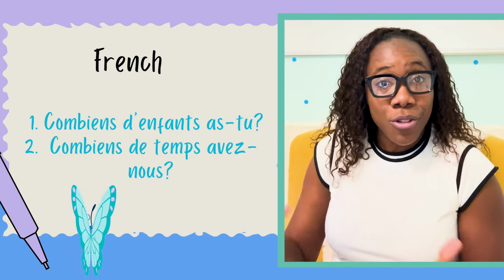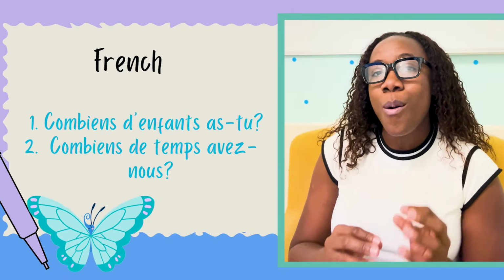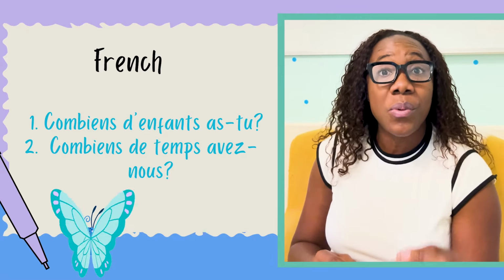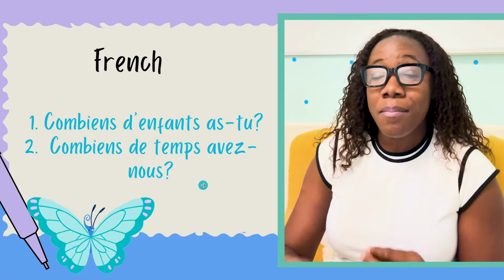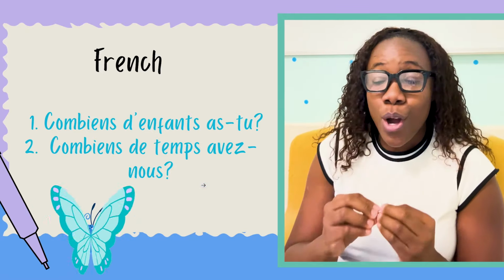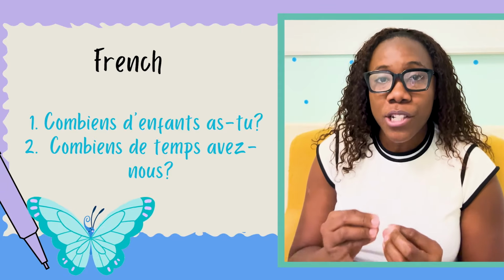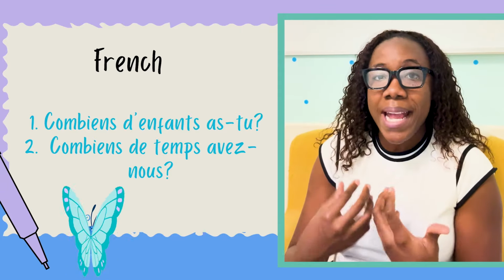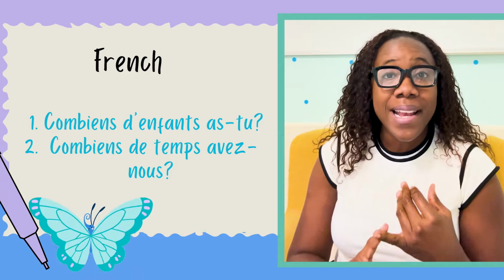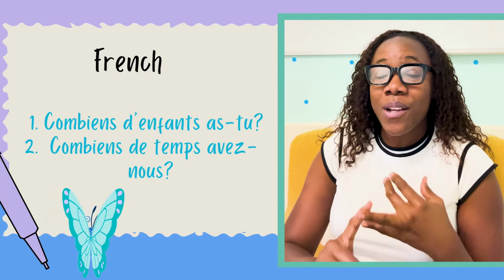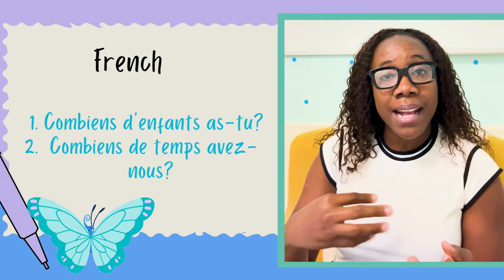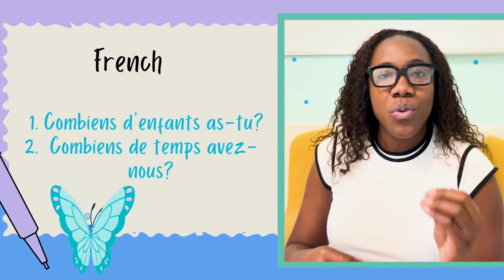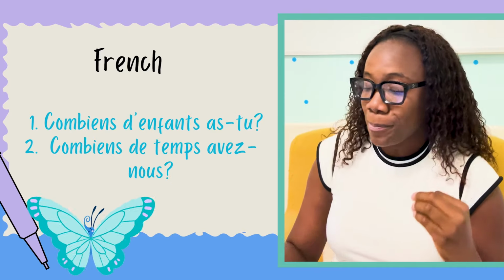Combien d'enfants as-tu would translate how many children do you have? But combien de temps avez-nous would translate how much time do we have? So the first one is many. The second one is much in English, but in French, you use the same expression.